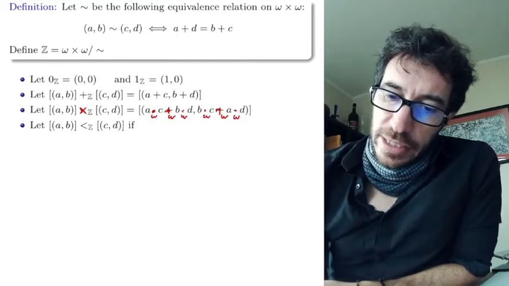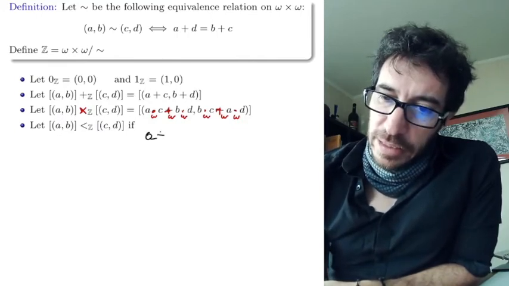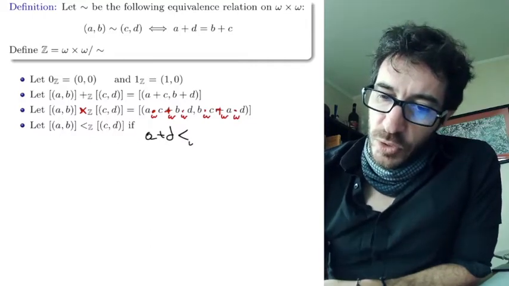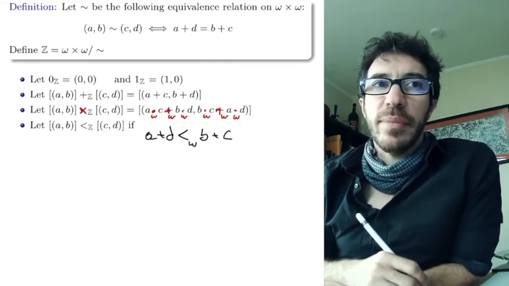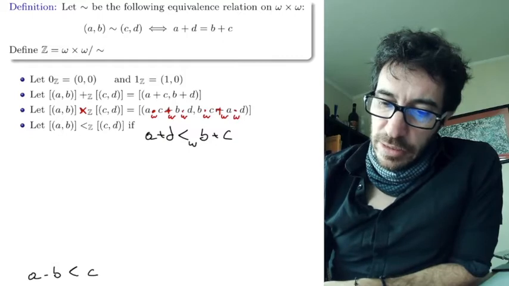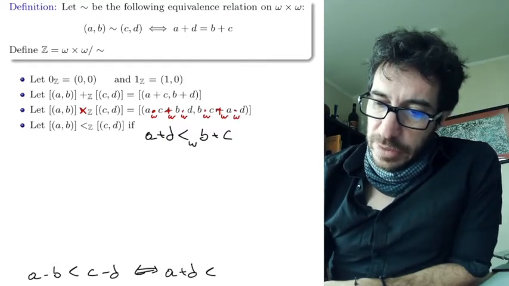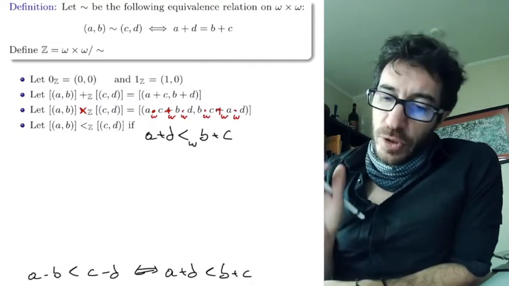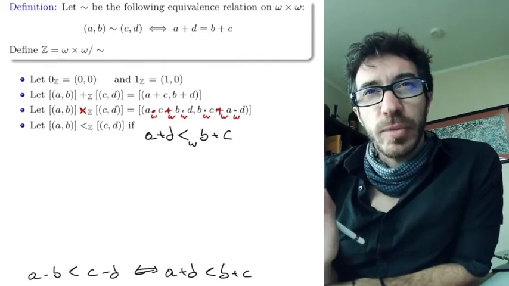So we're going to say that (a,b) is less than (c,d) if a plus d is less than, in the natural numbers, b plus c, right? And again, if you think of (a,b) as a minus b, is less than c minus d if and only if a plus d is less than b plus c. That's where that comes from. Okay, so those definitions come from our intuition of how they should behave.